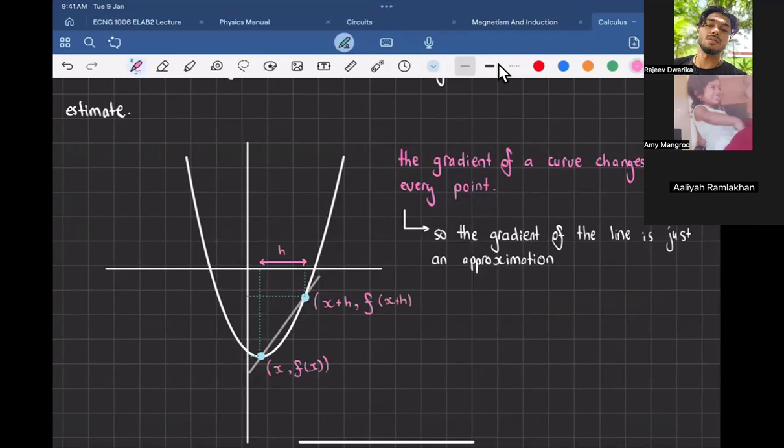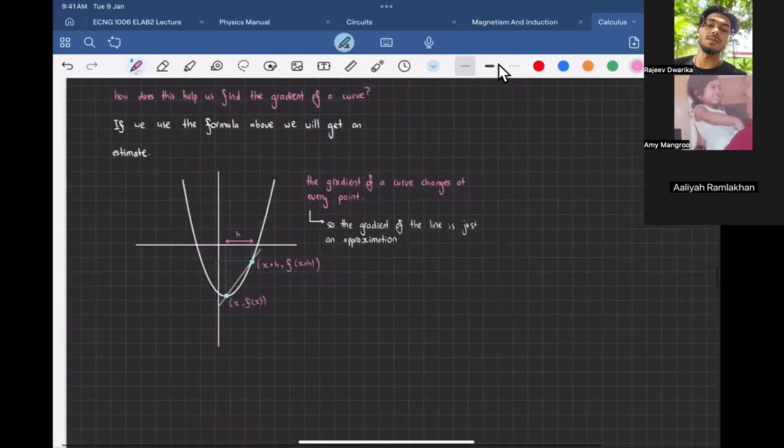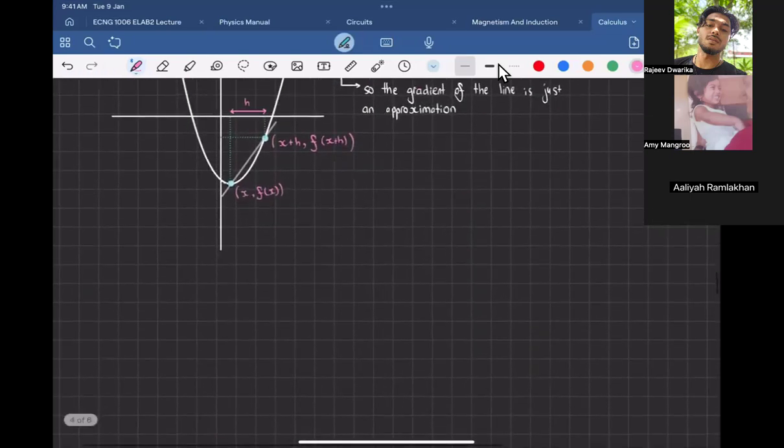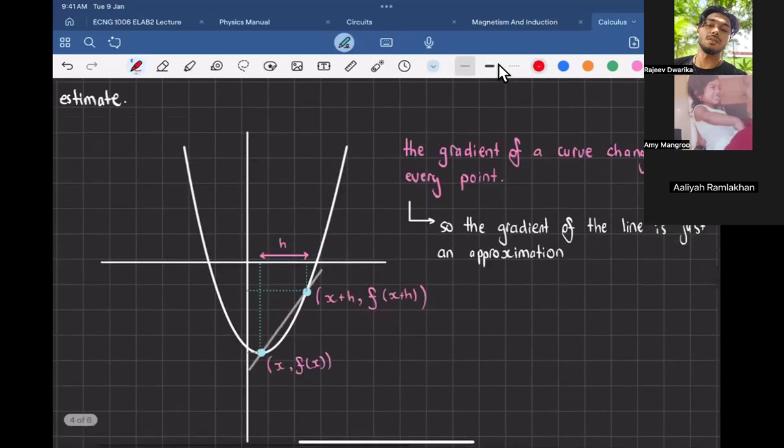Correct. Now we clearly see what happened in here. If you find the gradient using these 2 points, it will not be an accurate gradient of the curve. So what we could do is let me just put it: not very accurate.